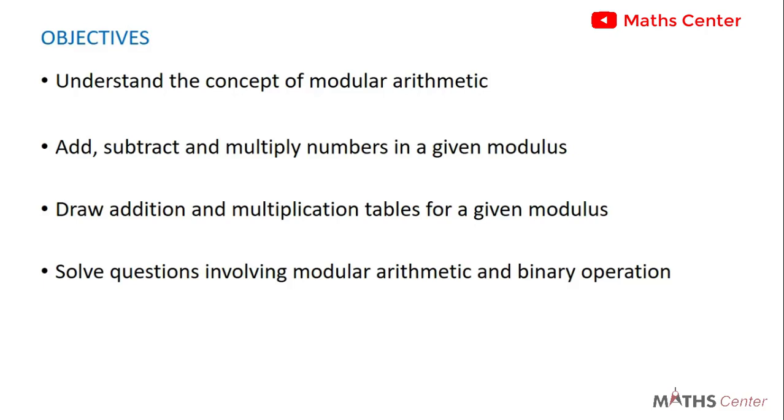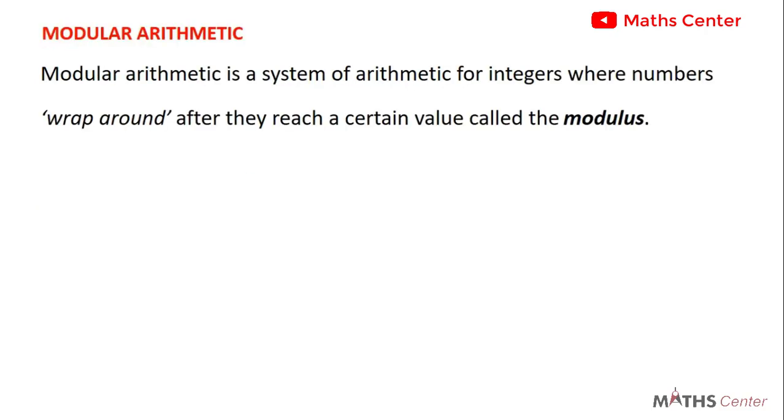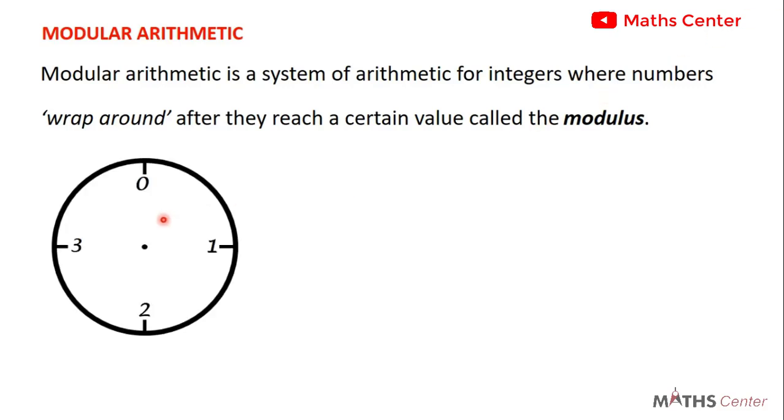Let's learn more about modular arithmetic. Modular arithmetic is a system of arithmetic for integers where numbers wrap around after they reach a certain value called the modulus. What does this statement mean? To help us understand it, let's consider this simple circular surface that is numbered from 0 to 3.